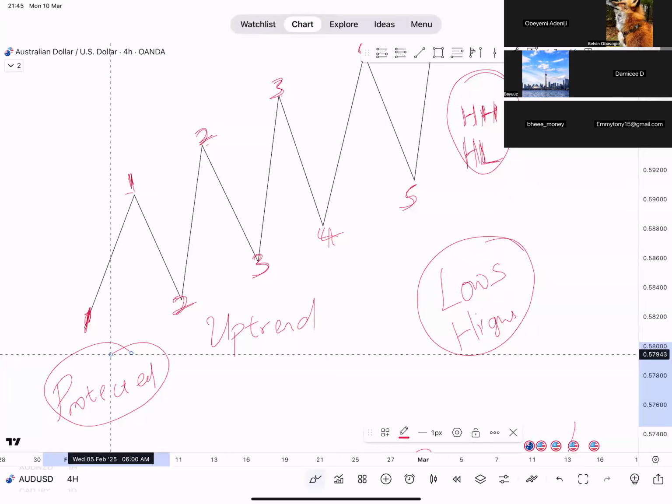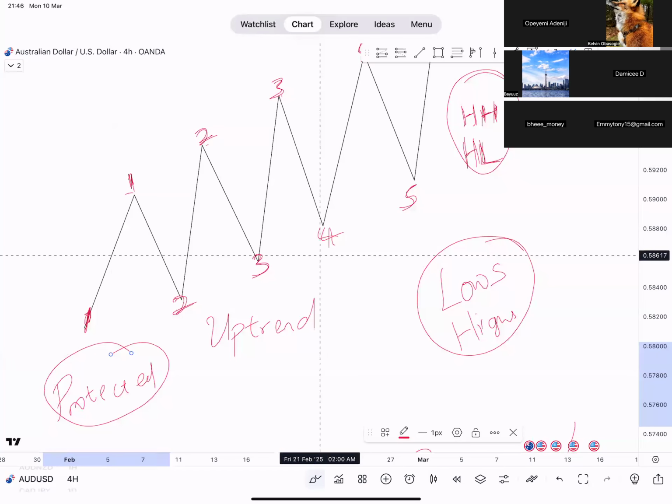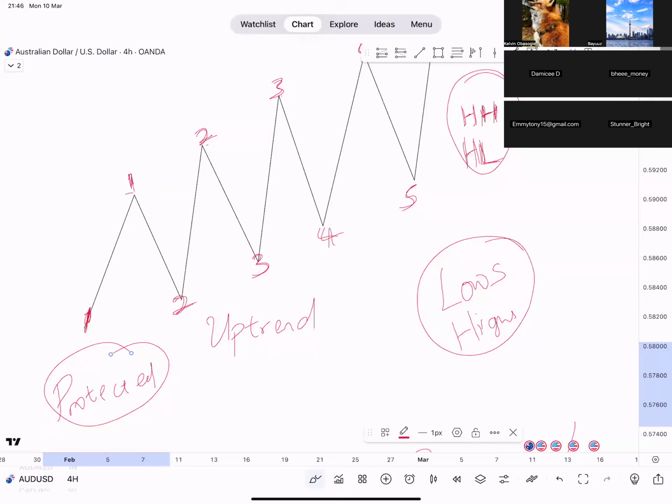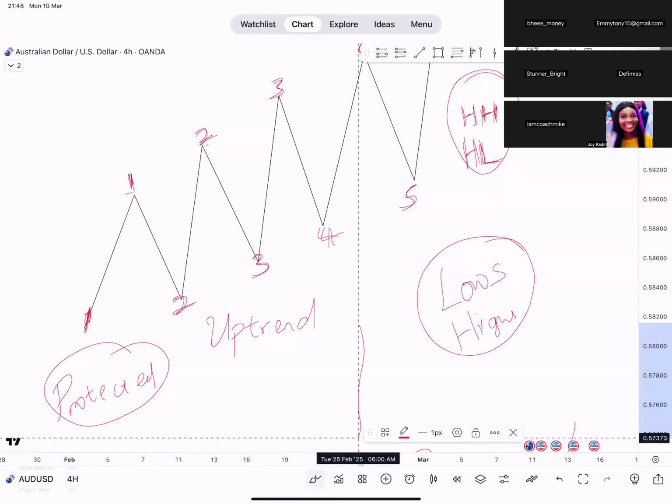It is sure that even if low 3 becomes the king today, it is not going to kill me, right? Which makes me what? Protected. Low 4 will not go below low 3 in an uptrend, which means that low 3 is protected. So the lows in an uptrend are protected lows.